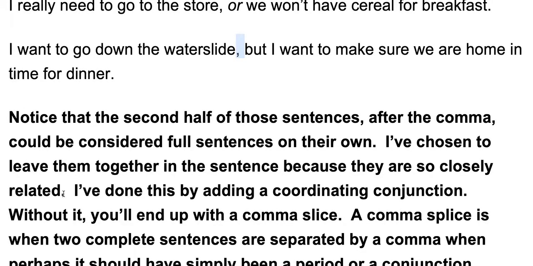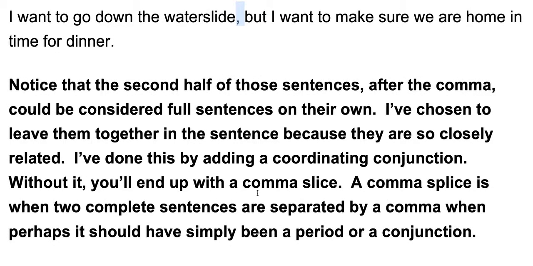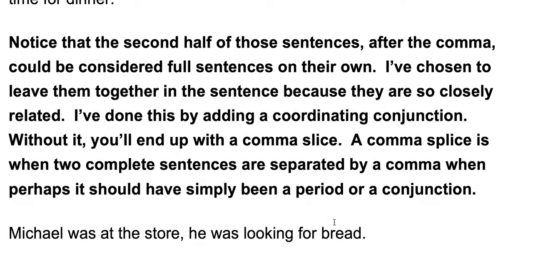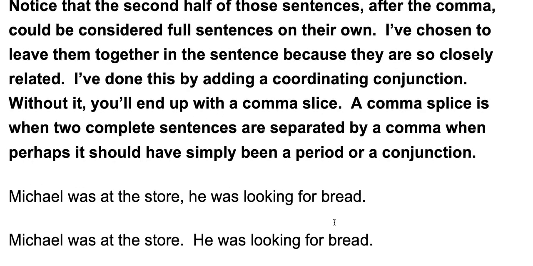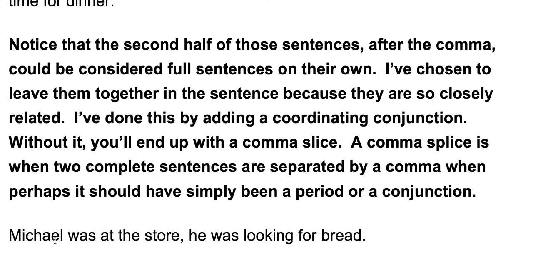It's a choice that I'm making as a writer. I've done this by adding a coordinating conjunction. Without it, you'll end up with something called a comma splice. A comma splice is when two complete sentences are separated by a comma when perhaps there simply should have been a period or a conjunction. So here's an example of a comma splice.